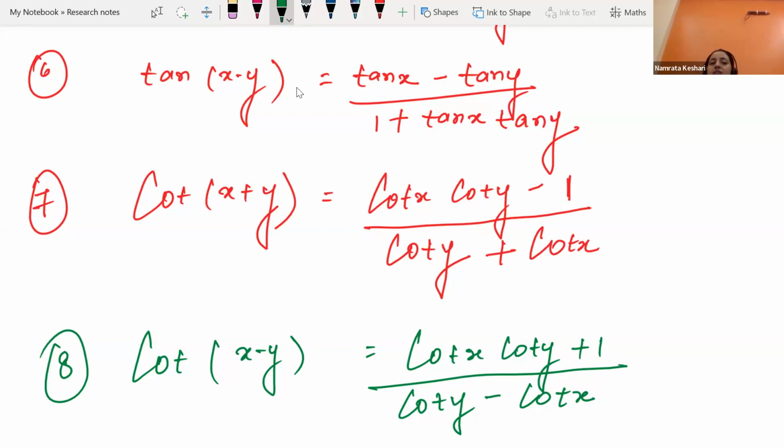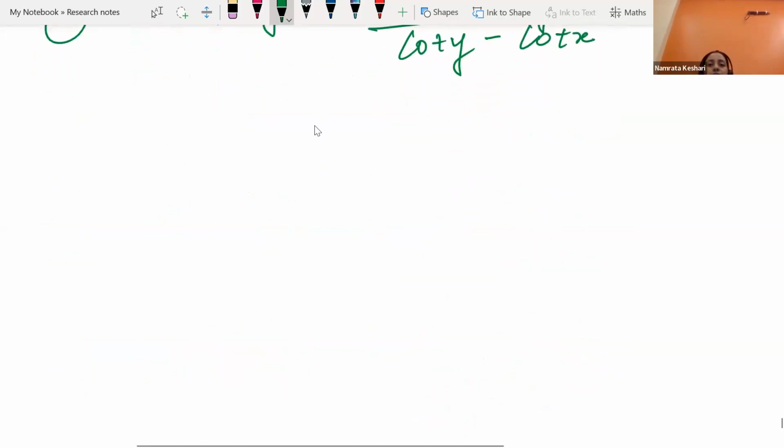So these are the next set of formulas. Now we will be solving a few questions based on these formulas. Okay, so let's solve questions.